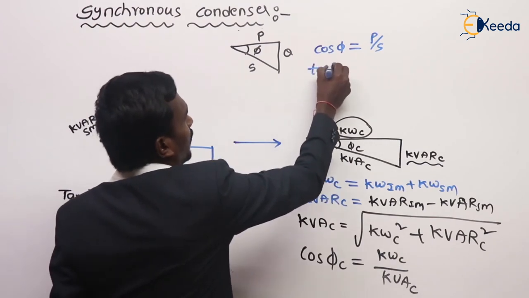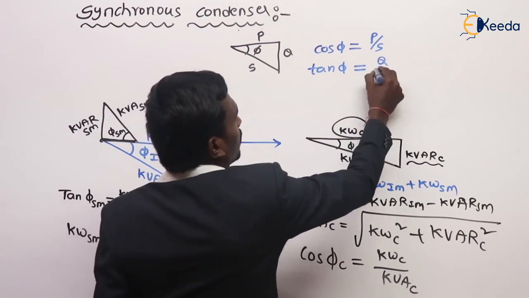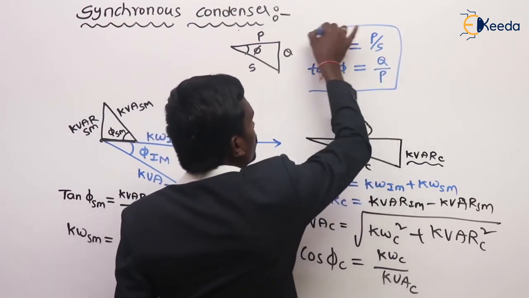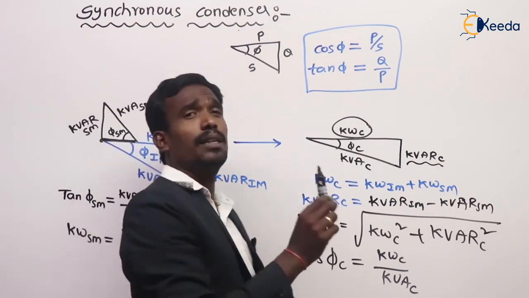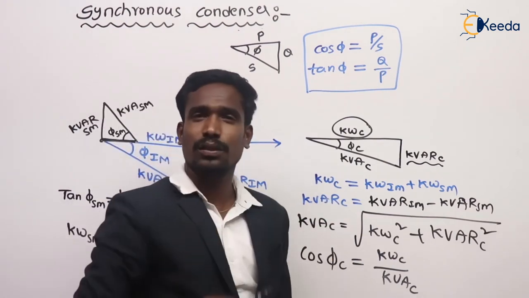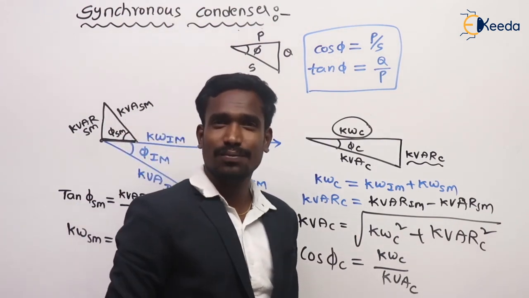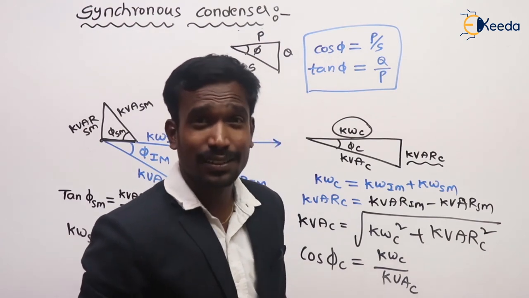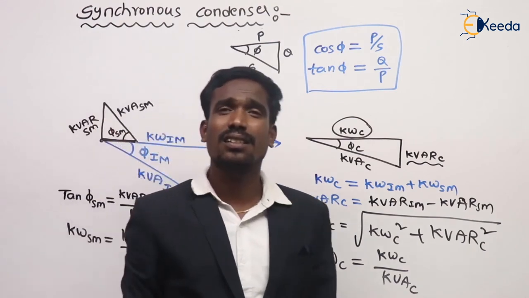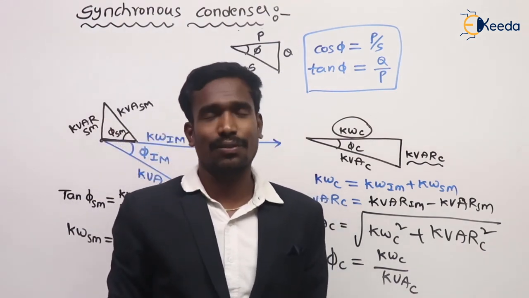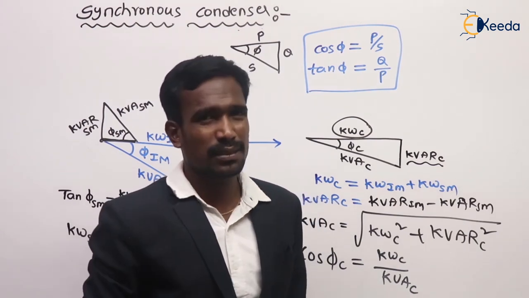And tan phi is equal to opposite by adjacent. From these two equations, you can find all the values. These two are very, very important for solving these problems. When you're going to solve these problems, these two are important. Are you okay? Getting it or not? This is simply the synchronous condenser, how we can improve the power factor. Okay? Let's do a single problem on this. Right? Okay.